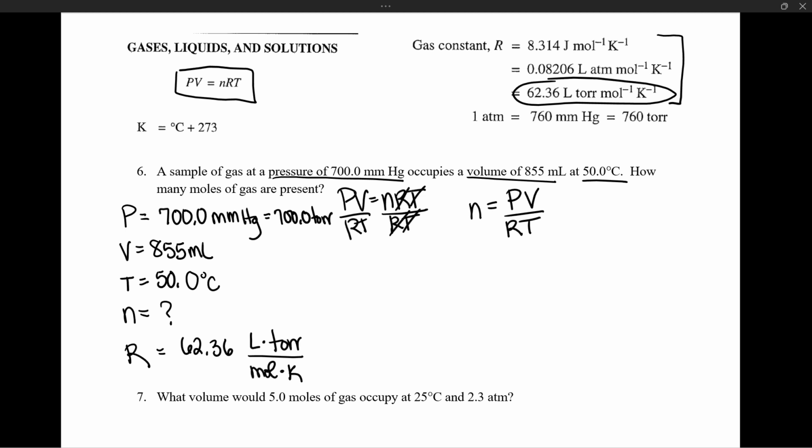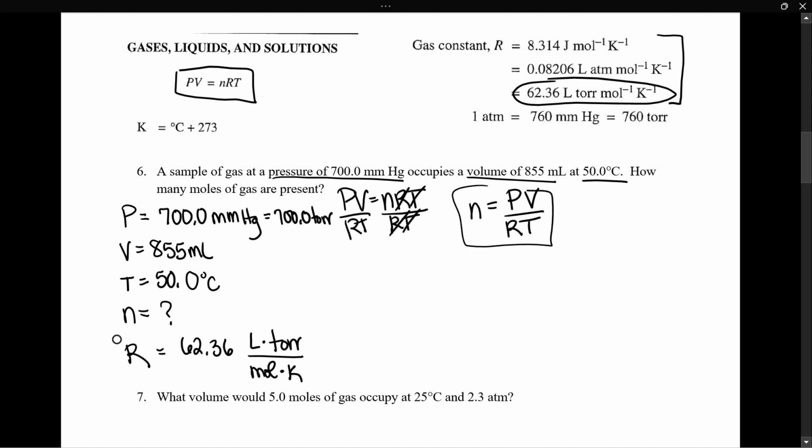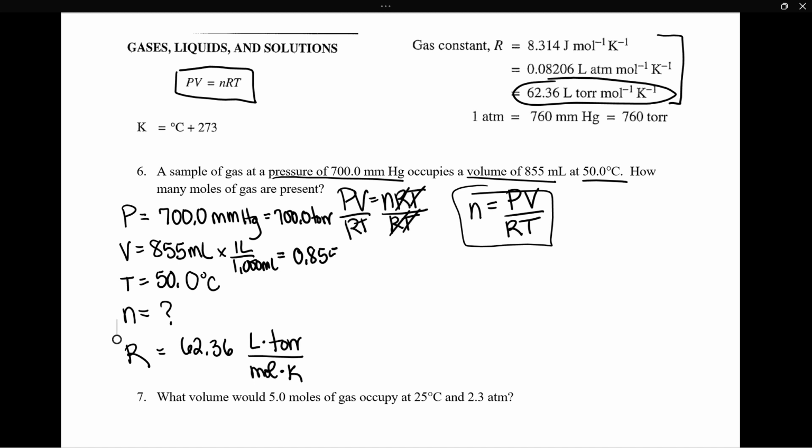As I'm looking at these units here, I want to make sure that in order for this math to work out right here, my units match up. Notice how my R value has volume in liters, and this right here has my volume in milliliters. So I need to convert my milliliters to liters. There's 1,000 milliliters in a liter. So I need to make sure my volume is in liters in order to use this equation.